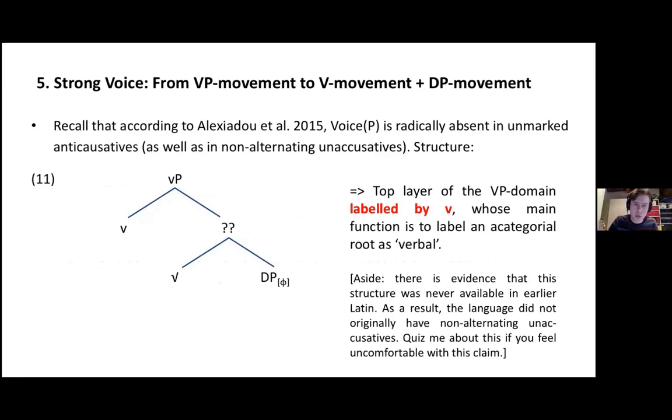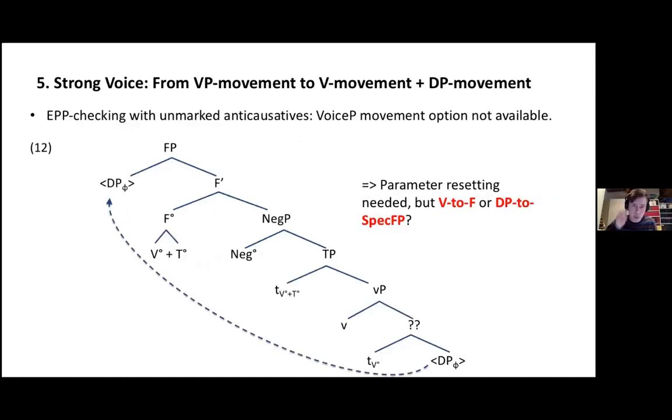And recall that according to Alexiadou et al., these unmarked anticausatives are characterized by the complete absence of VoiceP. So the very rudimentary structure we would have is the one in 11. So there is simply a root that takes an internal argument, and then there is a categorizing head, little v, and nothing more. So it's obvious, of course, that all the labeling work is done here by little v, and there's no way that there can be VoiceP movement, VoiceP / phi P movement to satisfy any EPP requirement, because there is no voice layer to begin with. So what you get is something that looks really close to what I earlier described as my grammar B.